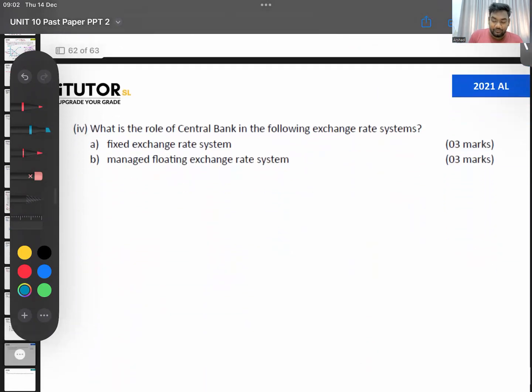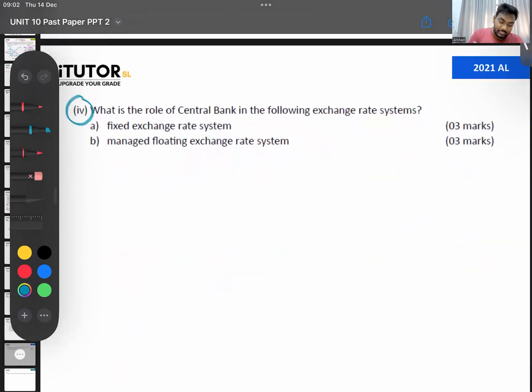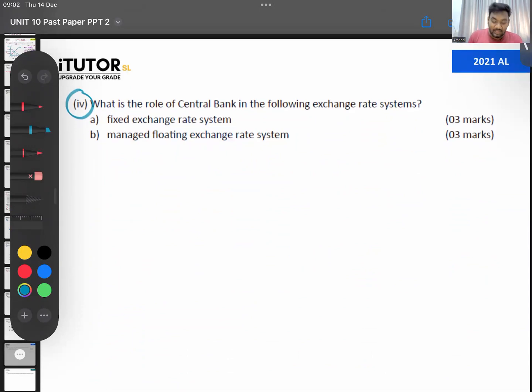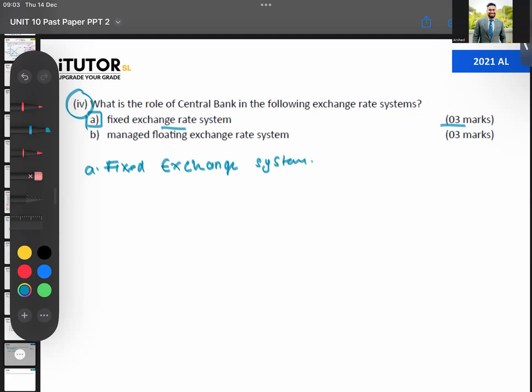Then number 4. Government intervention fund. What is the role of the central bank in the following exchange rate system? So what is the role of a central bank in a fixed exchange rate system? What do they do, Lamai? So you have 3 marks. What can you write? What is the role of the central bank in a fixed exchange rate system? So what do they do in a fixed exchange rate system?